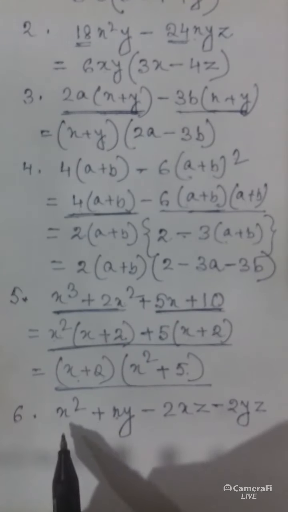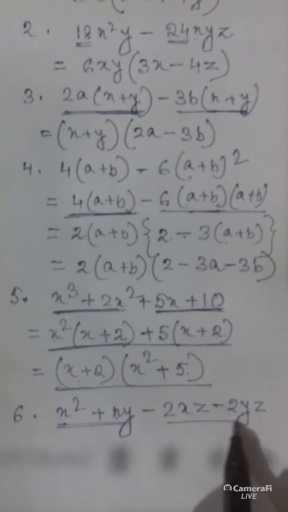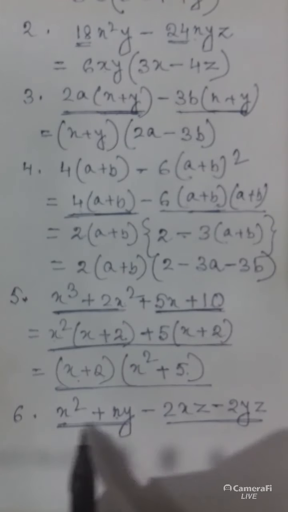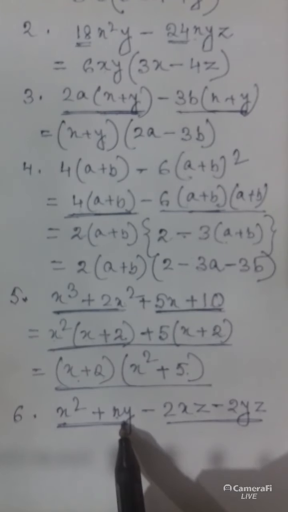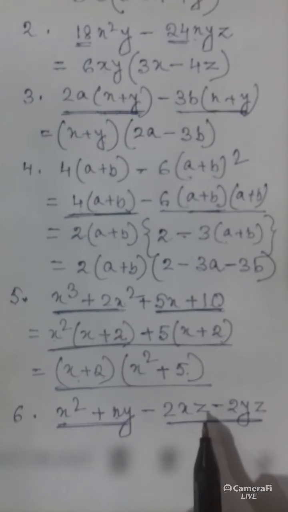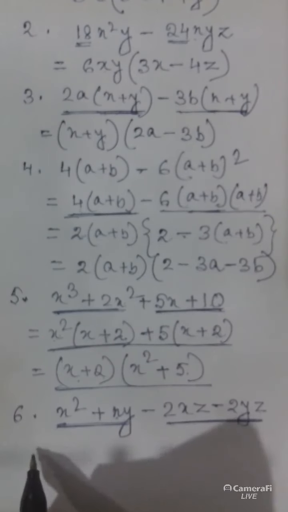By the grouping method: x square plus xy is one group, and minus 2xz minus 2yz is another group. Why do we take this as one group? Because in these two terms x is common, and in 2xz and 2yz, 2z is common. Both terms have 2z present. So this is one group and this is another group.